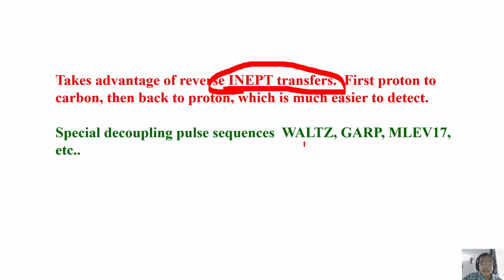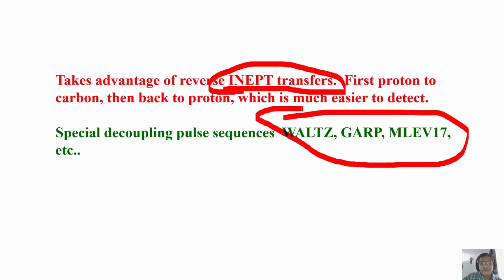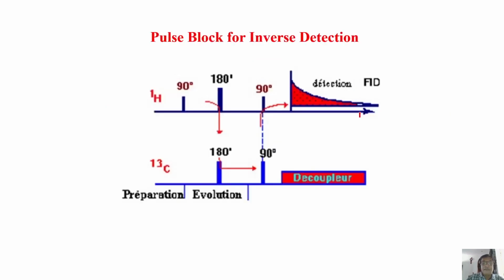So we have combined this with varieties of decoupling sequences like WALTZ, GARP, MLEV. These are all pulse sequences used for decoupling. I told you about heteronuclear decoupling by CW. I also mentioned there are GARP and WALTZ pulse sequences where you can apply this for decoupling. So finally, all these decouplings, when you do this first INEPT transfer and back reverse INEPT transfer, and while detecting the proton, you can also do decoupling.